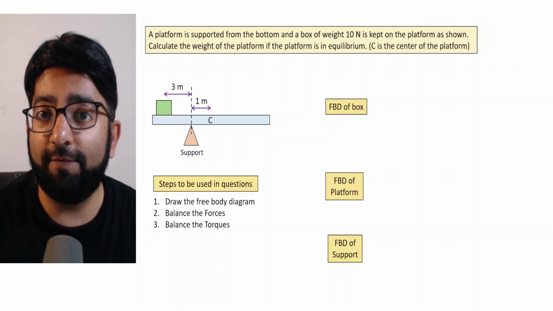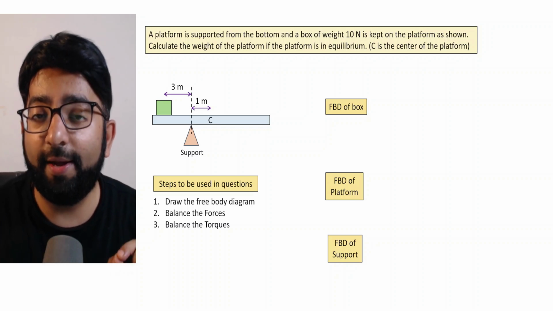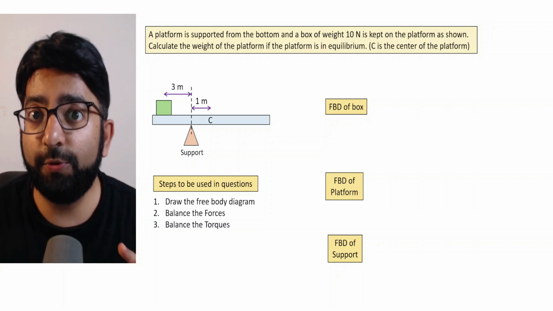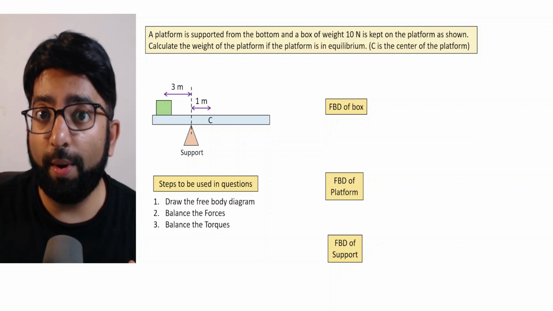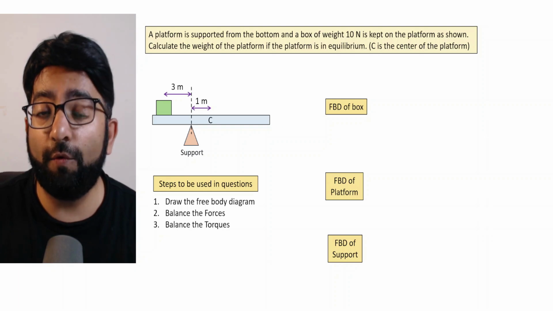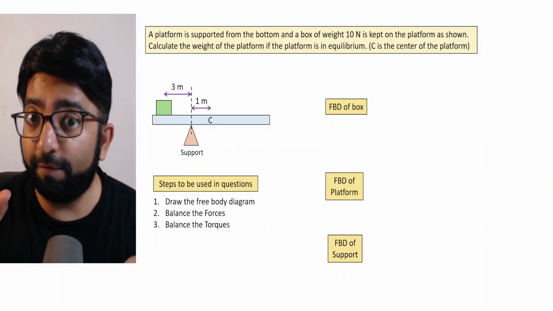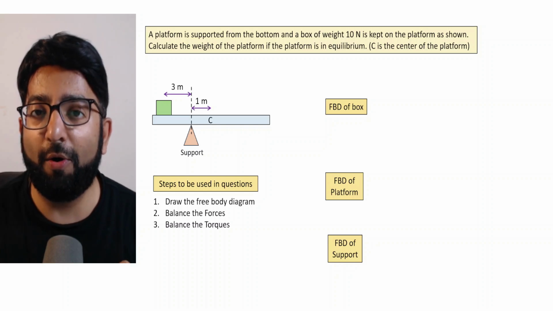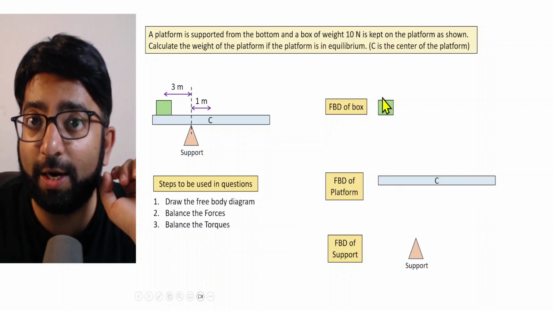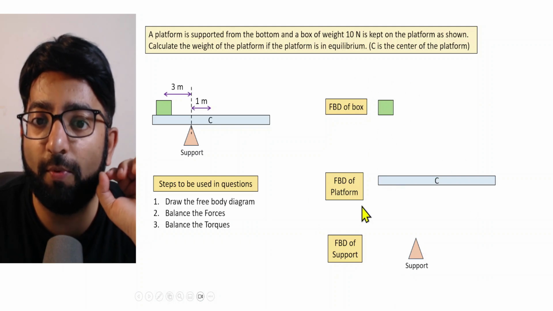Because while drawing the forces, remember they have to satisfy Newton's third law, which means forces are always in pairs. If one force is acting on one object, there will be another force acting on a different object of the same magnitude, but in the opposite direction. This is Newton's third law. So here we go, the free body diagram of the box, platform, and support.